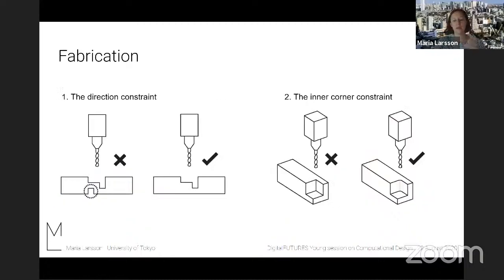And this 3-axis machine has 2 main constraints. One is that it can only approach the material from one direction because it only has 3 axes. And the other one is what we call the inner corner constraint. It means that you cannot cut sharp inner corners that are aligned with the milling bit if you have a normal milling bit attached. And the system also takes care of these constraints.